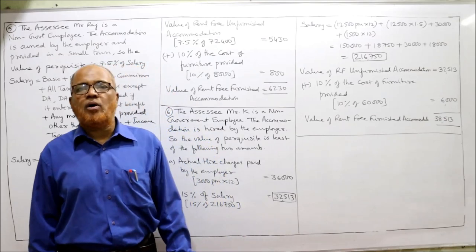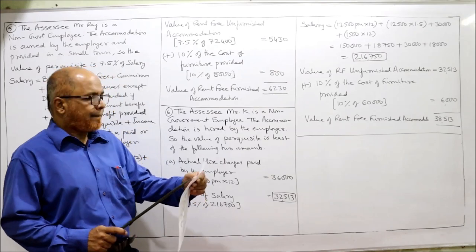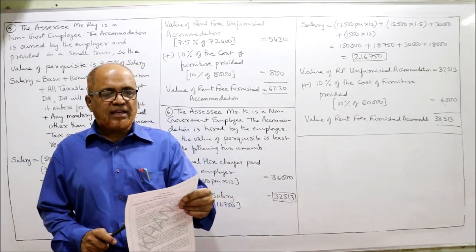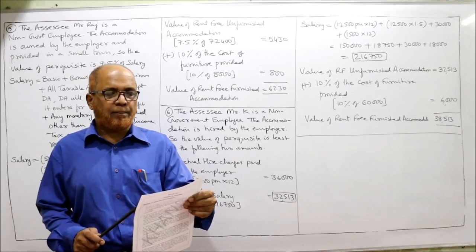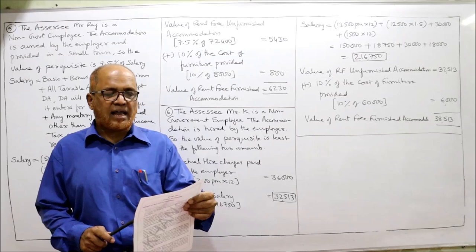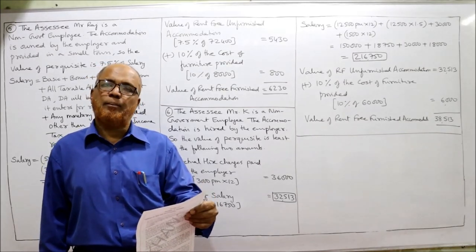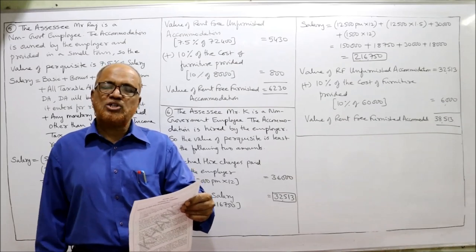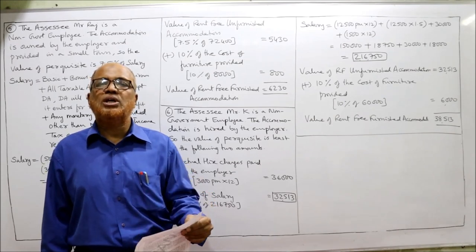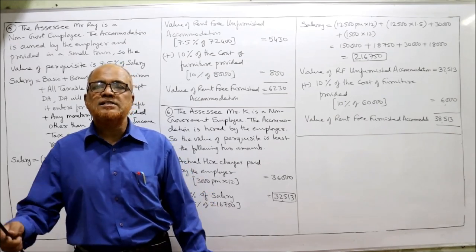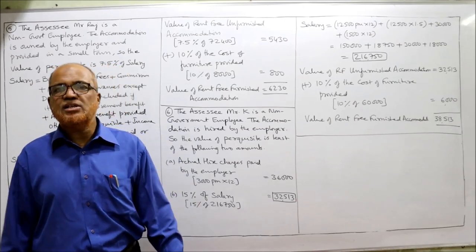Now, the sixth and last problem on valuation of rent-free accommodation. So sixth problem, you see carefully. Mr. K is working with XYZ Batteries Limited. He is posted in Rajahmundry, population is 3.75 lakh, and his salary particulars are as follows. He is a non-government employee. Rajahmundry's population is 3.75 lakh, less than 10 lakh, which means it's a small town.